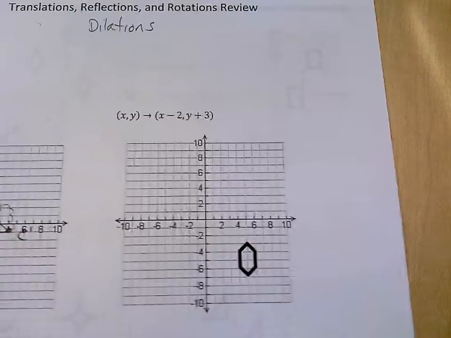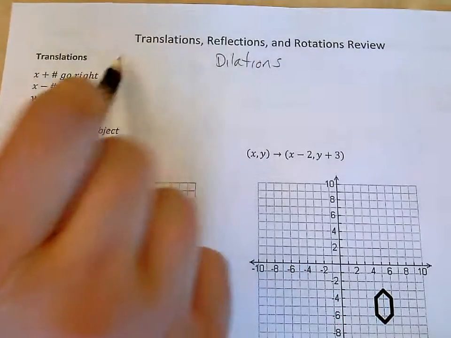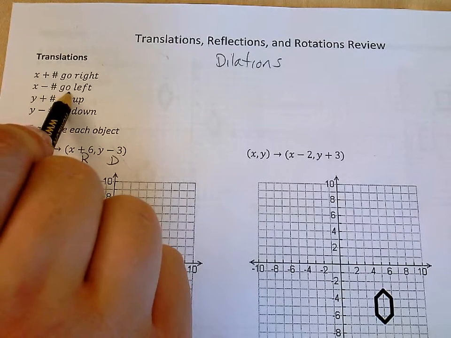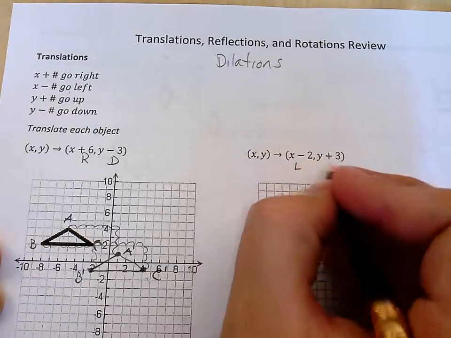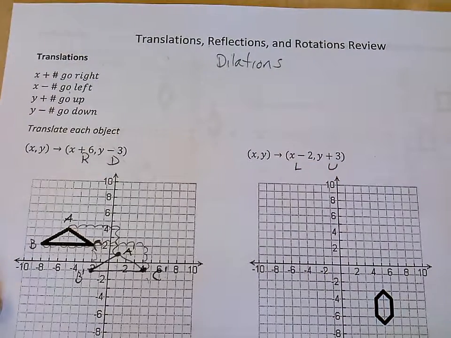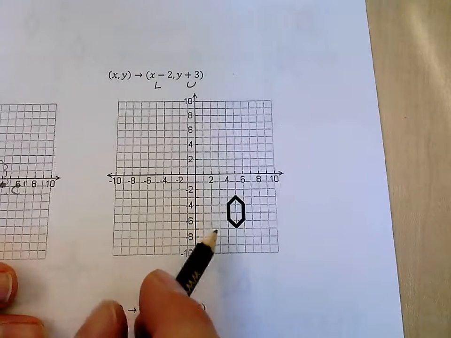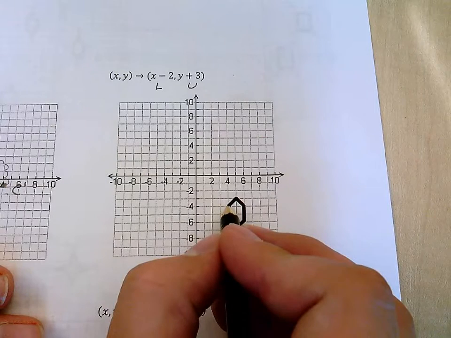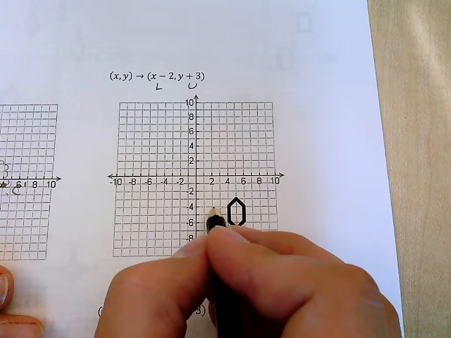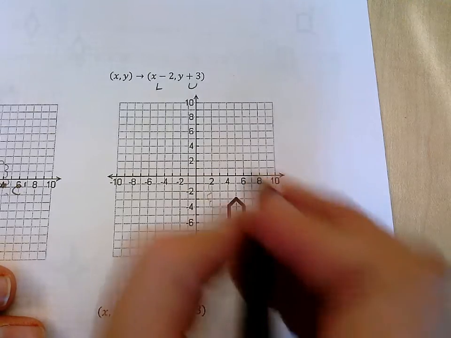Let's move on to this one. We have x minus 2, which tells me that I need to go left. y plus 3 means I need to go up, so I'm going to be going left and up. I'm going to start with this object right here. I'm going to go left 2, 1, 2, and then up 3, 1, 2, 3, and I'm going to put a little dot.